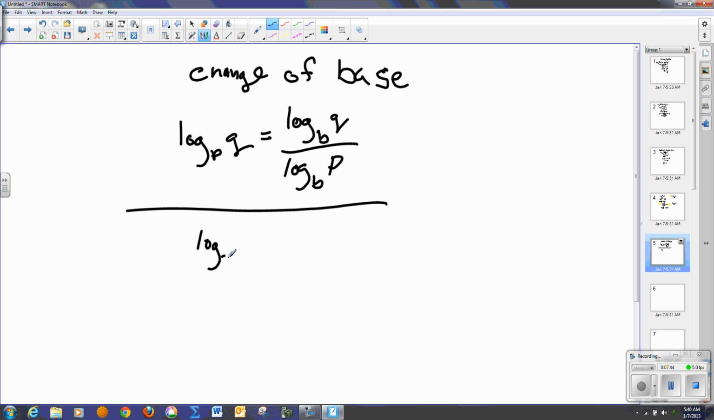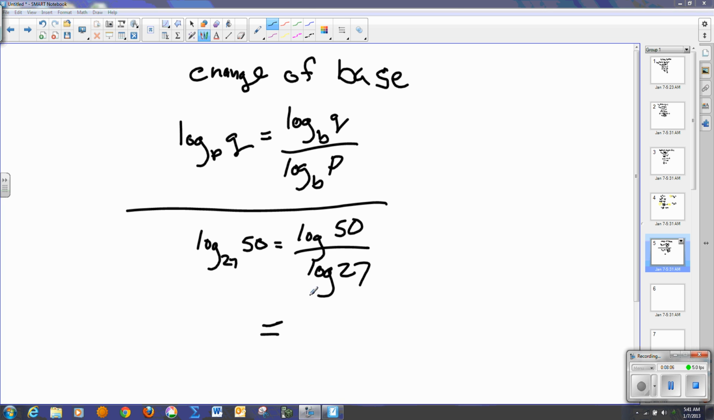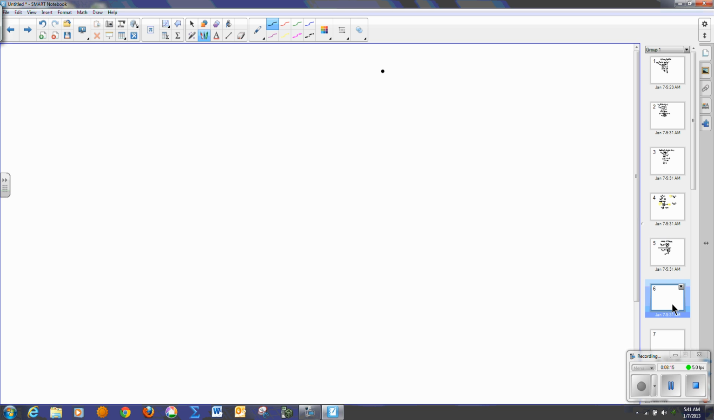For instance, if I have the log base 27 of 50, and I want to find its exact value or rewrite it using a change of base, I can say that's equal to the log of 50 over the log of 27. And then I can just pop that into the calculator and roughly get 1.19-ish.